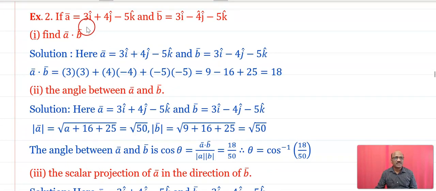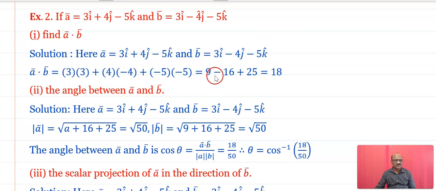Now the next example. If A bar is equal to 3i cap plus 4j cap minus 5k cap, and B bar is equal to 3i cap minus 4j cap minus 5k cap, then find A bar dot B bar. Now here A bar is equal to 3i cap plus 4j cap minus 5k cap, and B bar is equal to 3i cap minus 4j cap minus 5k cap. A bar dot B bar, that is i dot i, j dot j, k dot k. 3 into 3, and next is 4 into minus 4, and the last is minus 5 into minus 5.